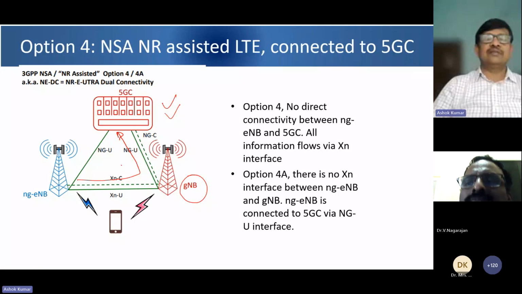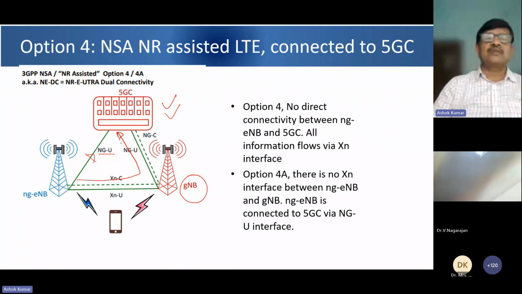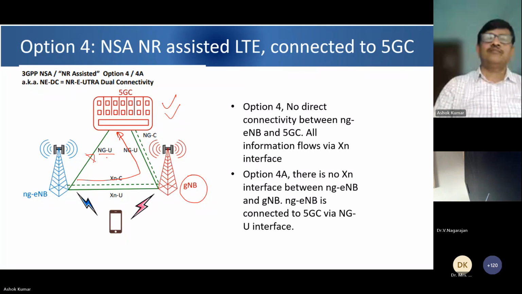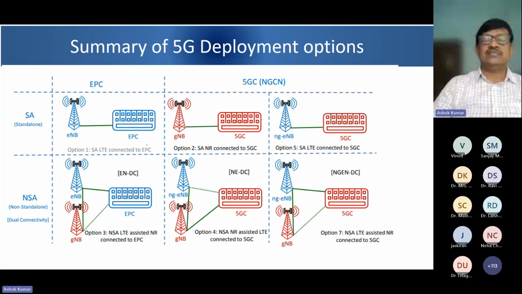And in 4A option, you can also have an interface towards core for user traffic. Control plane will always go through the gNodeB connectivity. So this is option 4. So we have discussed all these SA and NSA options.